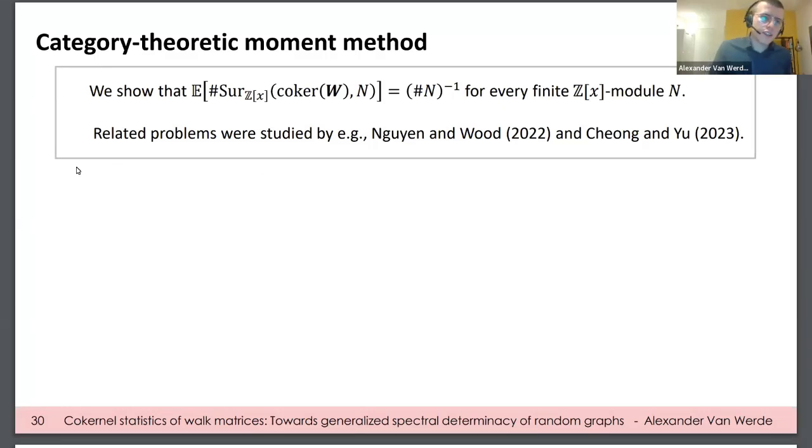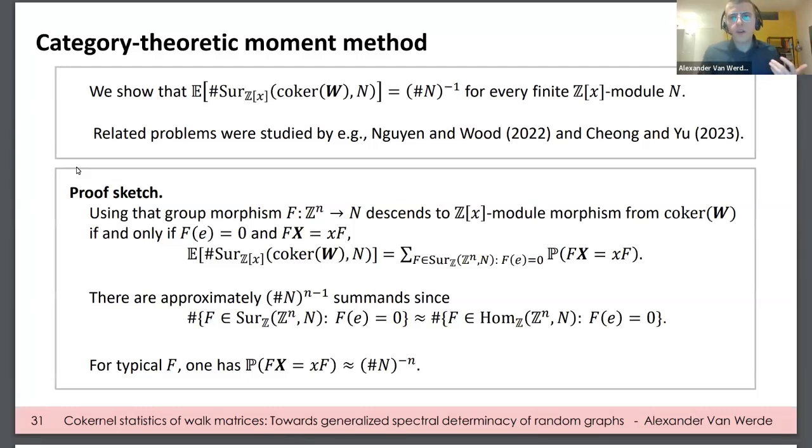Now, at a large scale, the idea will be as follows. We want to study these as ZX module morphisms, especially the number of surjective ZX module morphisms to some fixed module n. Well, if I start with a group morphism, then to descend to a ZX module morphism, it has to commute with the action of X. It has to be compatible with the structure of X, of course. And moreover, I can pull it back to Zn if and only if it also kills the all ones vector.